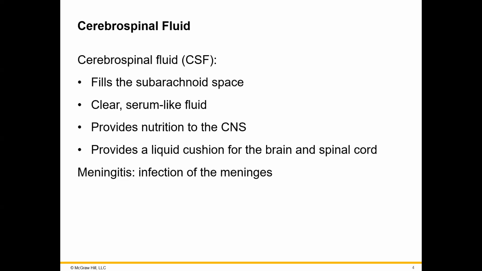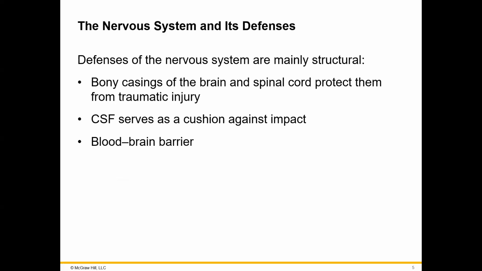So it's cushioning there. And when we talk about meningitis here, it says infection of the meninges, but itis always refers to inflammation. That's really important to remember. You can have inflammation of tissues without infection as well. So we're primarily going to be talking about meningitis as inflammation of the meninges due to infection. So that's mostly what we'll be talking about in our course, but itis doesn't always mean infection. It's just referring to the inflammation.